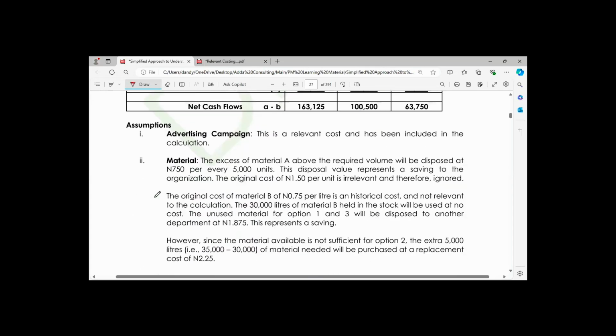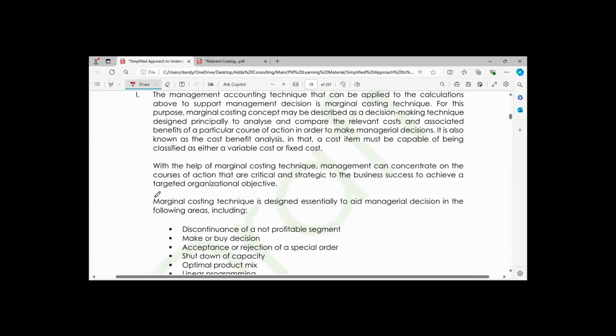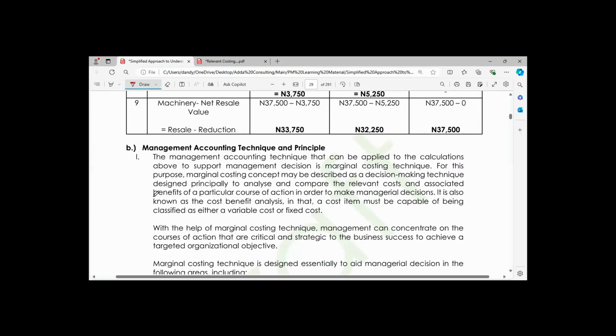Let me show you what I've done here, how I did it. Yes, look at this, this is the solution I provided for requirement B1. The management accounting technique that can be applied for the calculations above to support management decision is the marginal costing technique. For this purpose, the marginal costing concept may be described as a decision-making technique designed principally to analyze and compare the relevant costs and associated benefits of a particular course of action in making managerial decision.